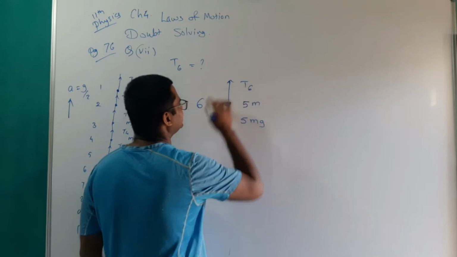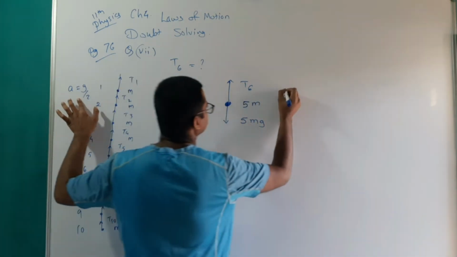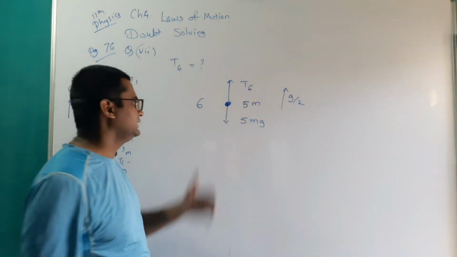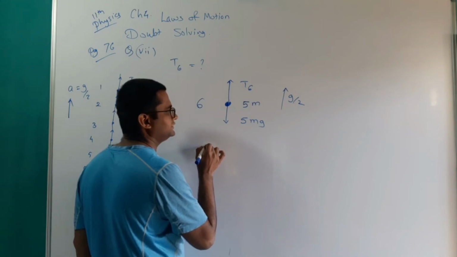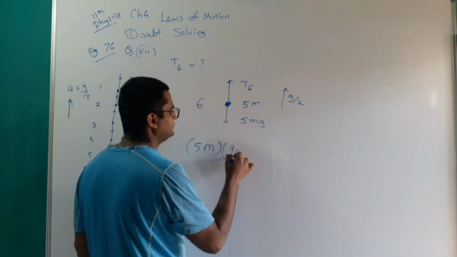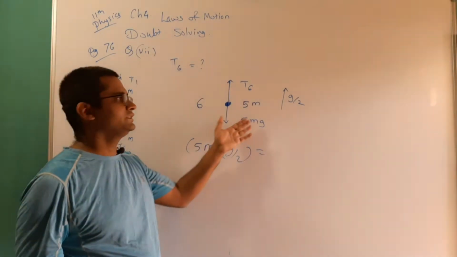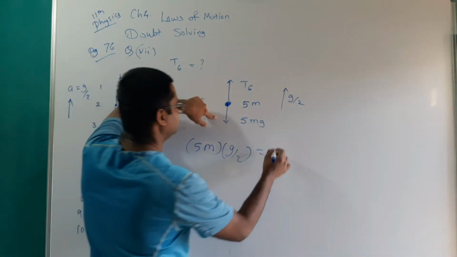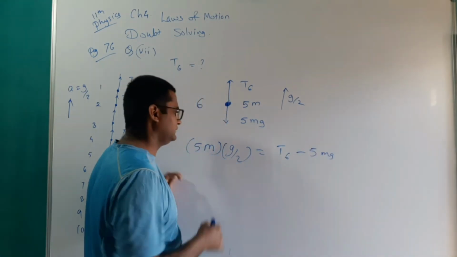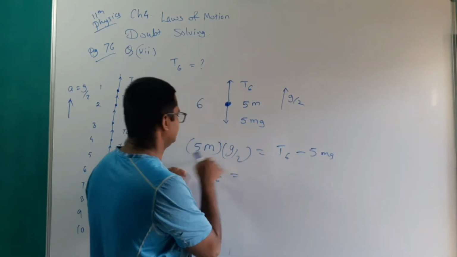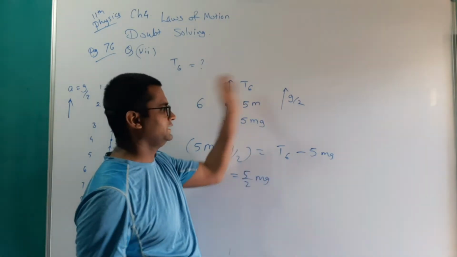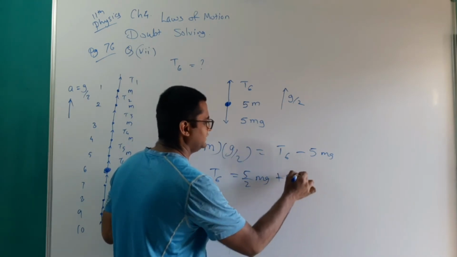Okay. And since this whole system is accelerating with the same acceleration, the acceleration of this 5m is also g by 2. Now writing the equation of motion, we know that net force is mass, which is here 5m, into acceleration, which is g by 2. This is net force, and since the net force is in upward direction, it is T6 minus 5mg. And if I solve this equation, what we get is T6 equals, simplify this first, so this will be 5 by 2 mg. Okay, and take this minus 5mg to that side, it becomes plus 5mg.